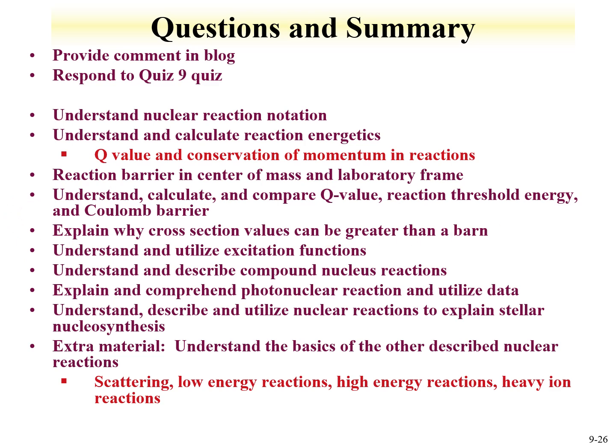You should be able to explain why cross-section values can be greater than a barn, with the barn being their physical cross-section. You should understand and utilize excitation functions, be able to describe what data you should use, which cross-section would be suitable as a function of energy, and why the excitation function has the shape that it does. You should understand and describe compound nucleus reactions. You should explain and comprehend photonuclear reactions and be able to utilize photonuclear reaction data.